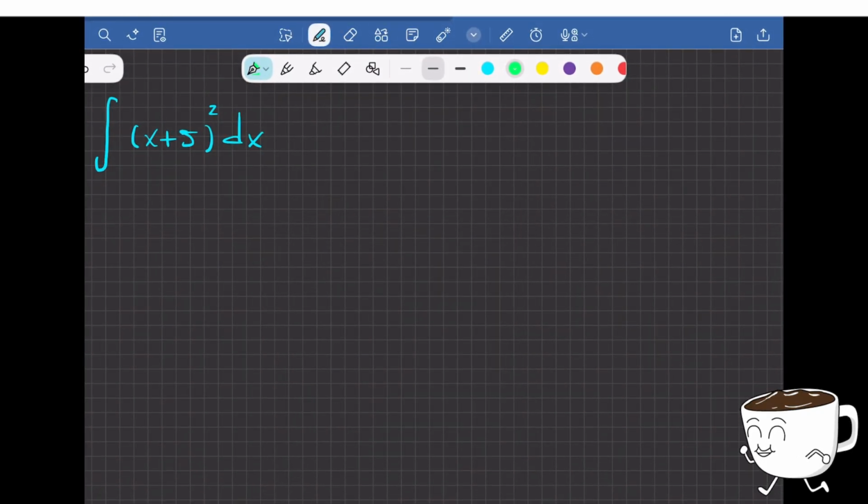We continue with the resolution of integral exercises. We have already solved some of them in previous episodes. In this case, we have this example. This example tells us that we have an integral of (x + 5)^2 dx. The objective is to integrate it. Perfect.